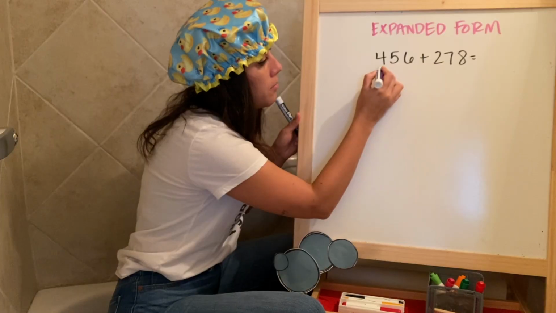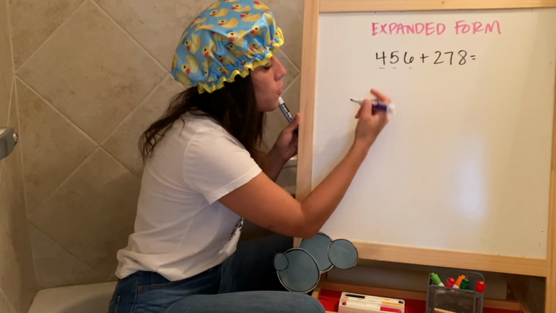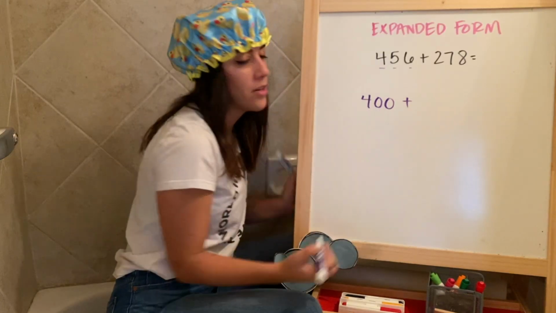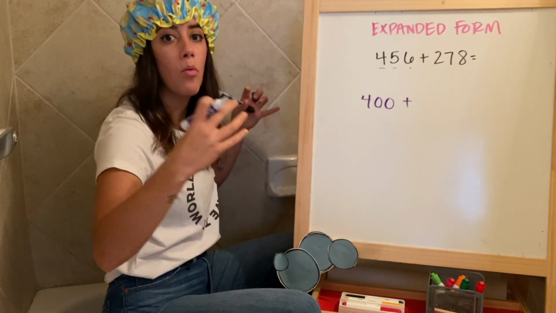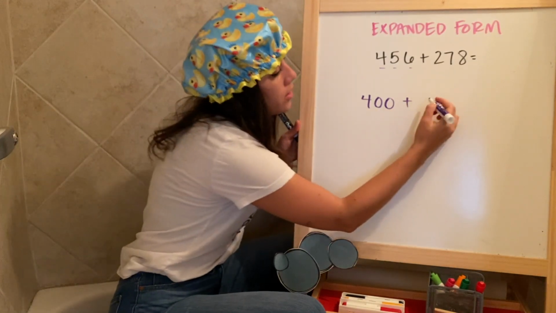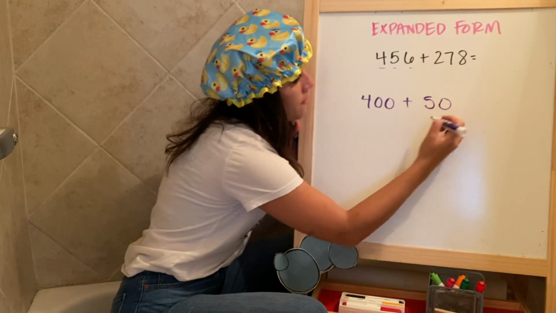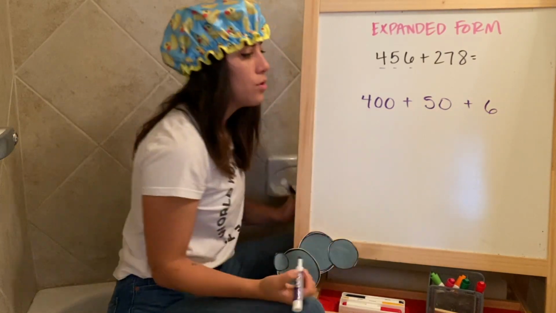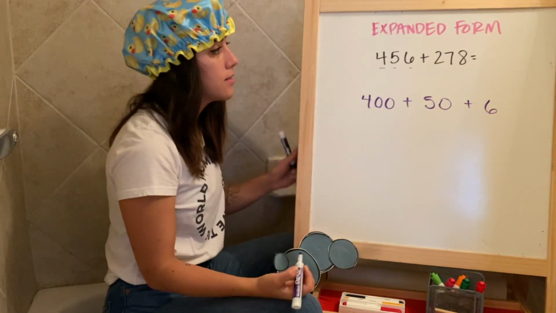So break it down by place value again. So I have 4 in the hundreds place. That means I have 400. If I'm expanding it and making the number bigger or stretching it out, it would be 400 plus 50, 5 is in the tens place, and 6 is in the ones. So 400 plus 50 plus 6, right?